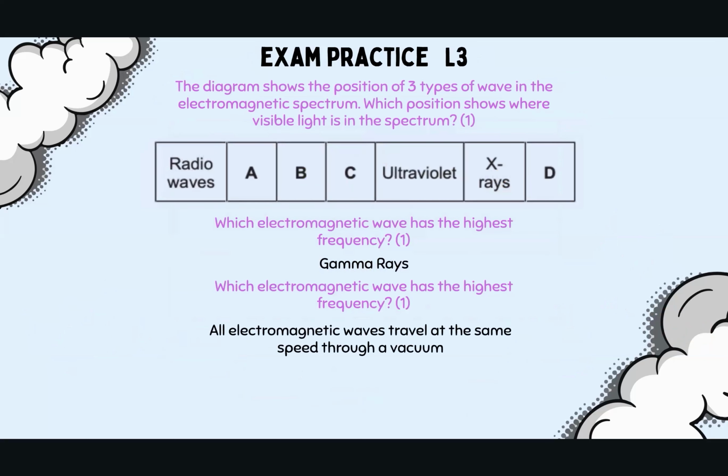Okay, so really quickly, which electromagnetic wave has the highest frequency? Gamma rays. This question should say, what is the speed at which electromagnetic waves travel? All the electromagnetic waves travel at the same speed through a vacuum, which is 3 times 10 to the power of 8 meters per second.